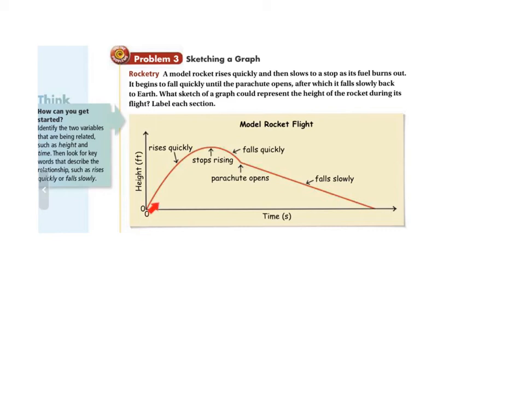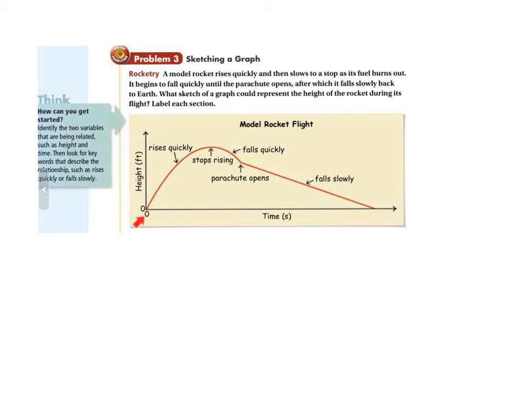So again, notice here 0, time on that x-axis, height on the y. Again, the input is time, and you shoot that rocket off, right? And as the fuel burns, it rises pretty quickly still, but as the fuel burns out, it stops rising, and then it starts falling back towards Earth, and it would have continued accelerating, right? But the parachute opens, and so it slowly falls back to Earth after that. So notice again the labels that go with each of those.